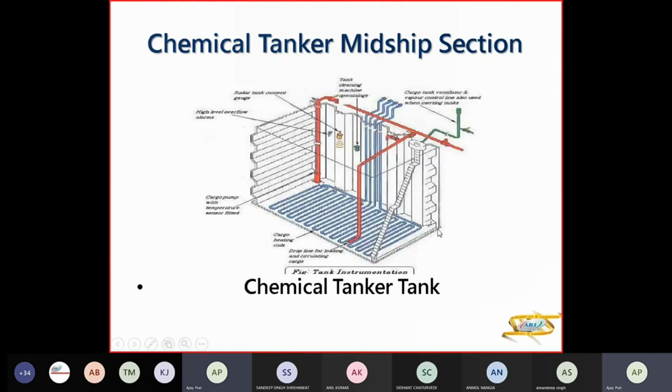Now these are the fittings inside your chemical tankers. You have this drop line, then you have the steam coils here. So now you see, two inlets and two outlets are made. What is the reason why there are two inlets and two outlets of the steam line? Why not one inlet and one outlet?